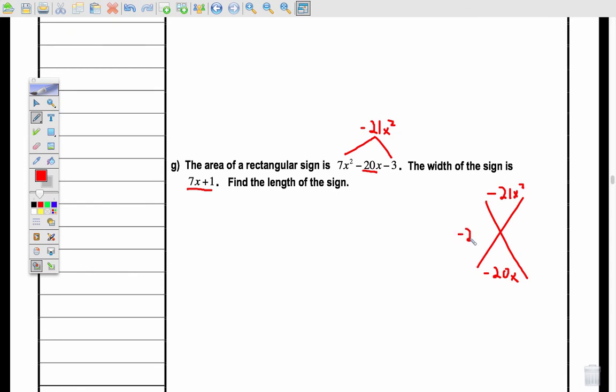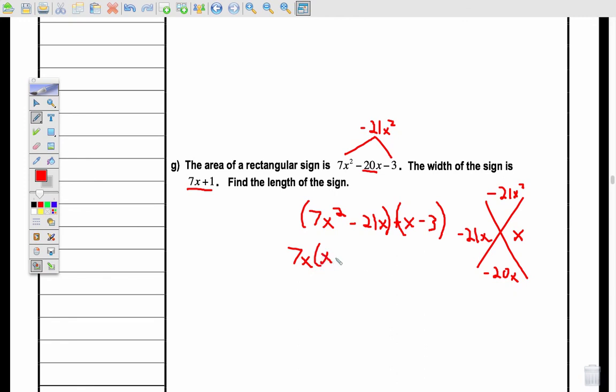These are both negative, so I think it's going to be negative 21x times x gives me negative 21x squared. Negative 21 plus x could give me negative 20, yes, that's right. So 7x squared minus 21x plus x minus 3. Group the first two terms and the last two terms.